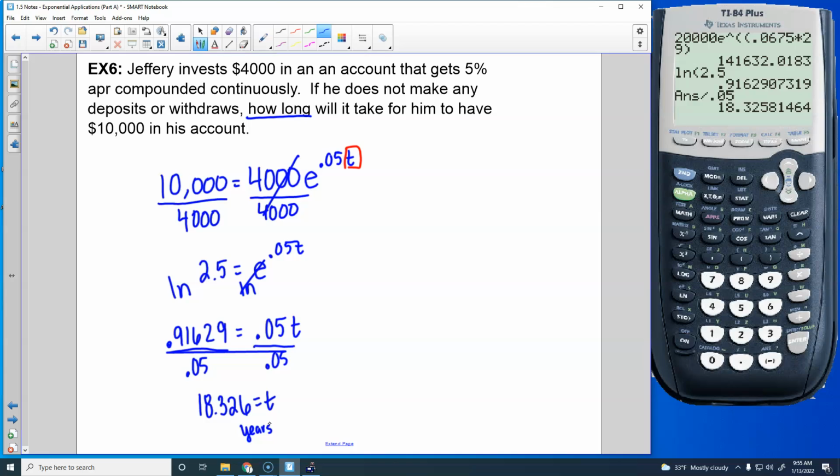If only you could get 5% in a nice safe savings account these days, that would be great.